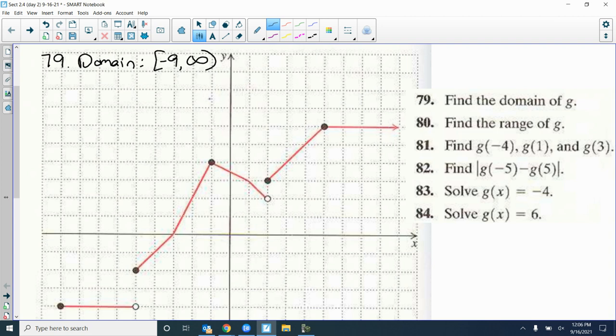So even if you broke it apart, would that still be wrong? Yes, because you want to write it in the simplest form. So you would say negative 9 to infinity, and that's a much easier way to see it. All right, range. What would be the range of G?